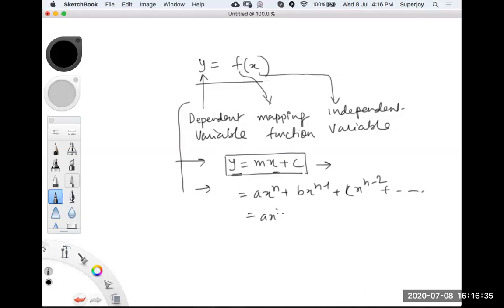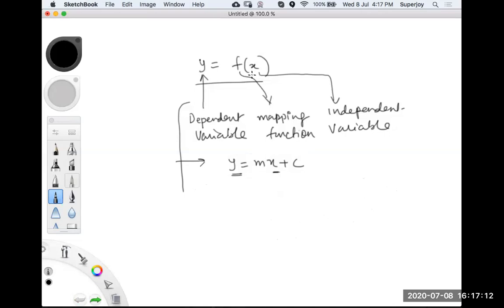Or maybe you have seen these equations, ax squared plus bx, ax plus by plus cz plus d, a couple of equations. You can have any relationship, so these are some of the examples. But overall, the generic equation remains this, y is equal to f(x). And what are the three entities here? The x is an independent variable, y is the dependent variable, and f is the mapping function.